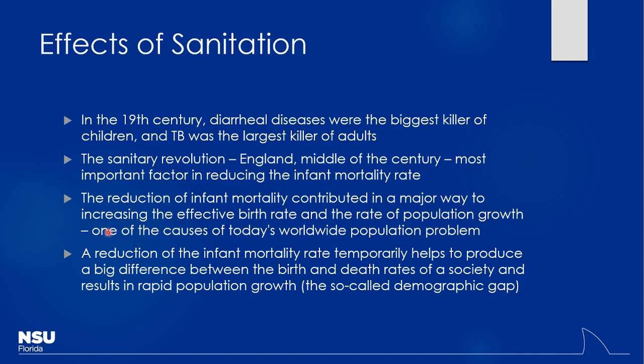And so a reduction in infant mortality rate helps produce a big difference between the birth and death rates of a society, and that causes a huge, rapid increase in growth, right? We call this a demographic gap. Now we're starting to see kind of the opposite effect. The boomer generation is starting to age out a little bit. They're getting older, they're retiring, but they didn't have as many kids as their parents may have had. So now we're starting to see the population dwindle back down a little bit.